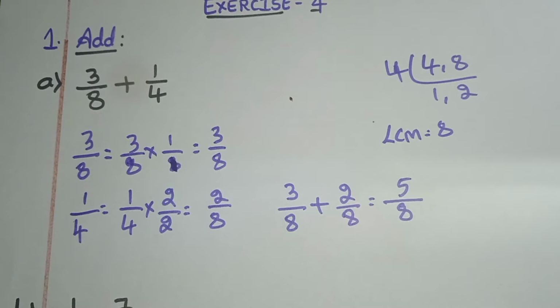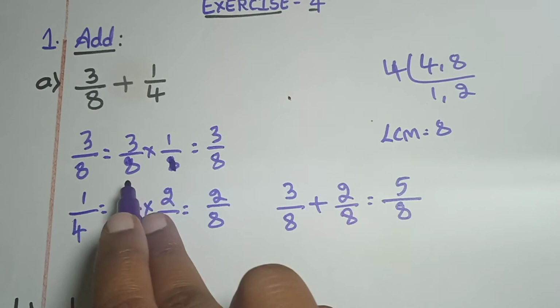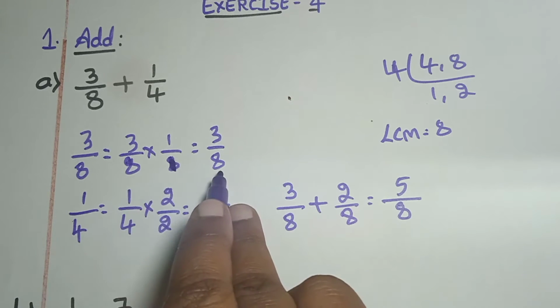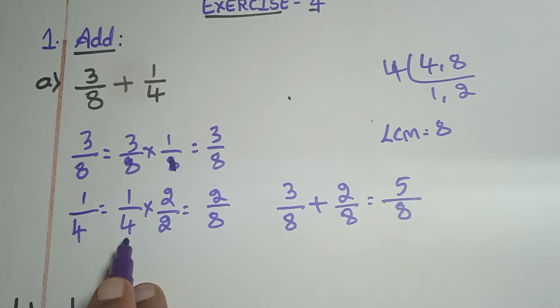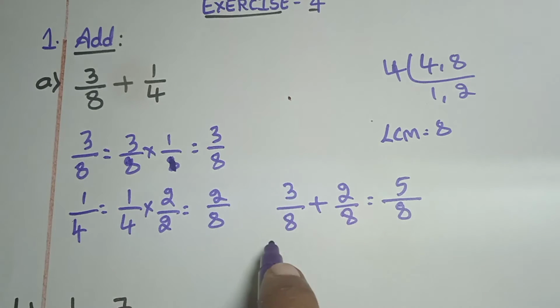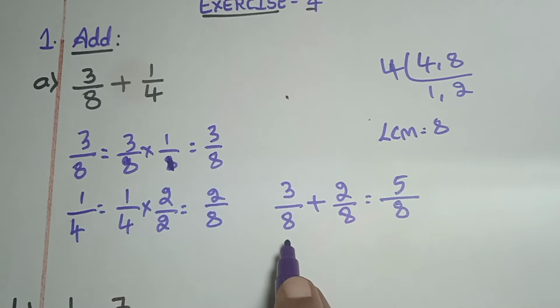Okay children, I will explain once again. See here, we have to take 3 by 8. Here 8 is the LCM, that's why we multiply by 1 only. But in the other fraction, we have to multiply with 2. Then we will get 8 as the denominator. Then we add these fractions because they have the same denominator. That is 5 by 8.